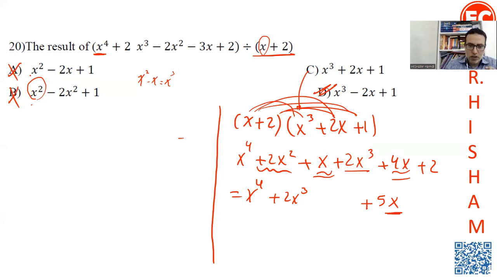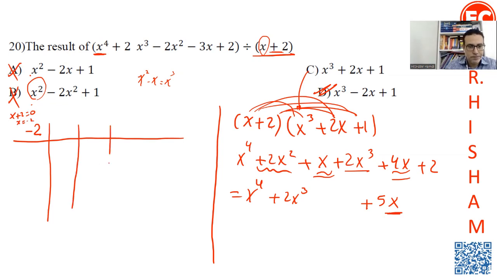What if you are good in synthetic division? What is synthetic division, in a simple way? This number is x plus 2. You write it as negative 2, so I make x plus 2 equal to 0, so x is equal to negative 2. I put it here. Then I write down the coefficients of the values here. Coefficient here is 1. Coefficient here is 2, 0, negative 3, and 2.